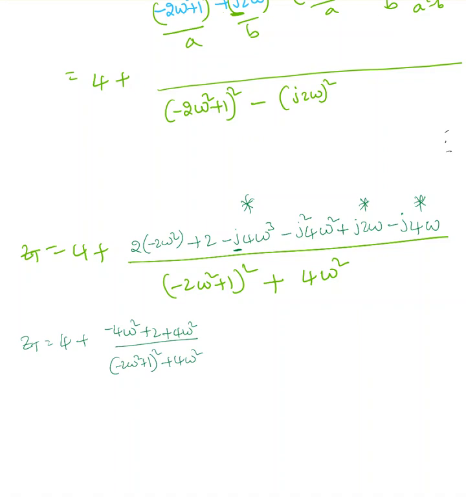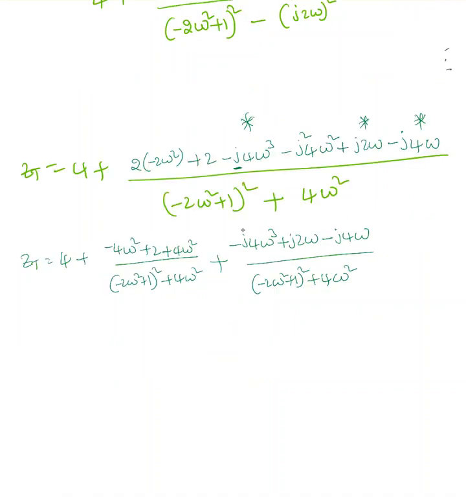That is the real part, and the imaginary part is minus j4 omega cubed plus j2 omega minus j4 omega over minus 2 omega squared plus 1 whole squared plus 4 omega squared. Okay, now I separated the real part and imaginary part. This whole thing is real and this whole thing here is the imaginary part. So I'm going to make the imaginary part equal to 0.